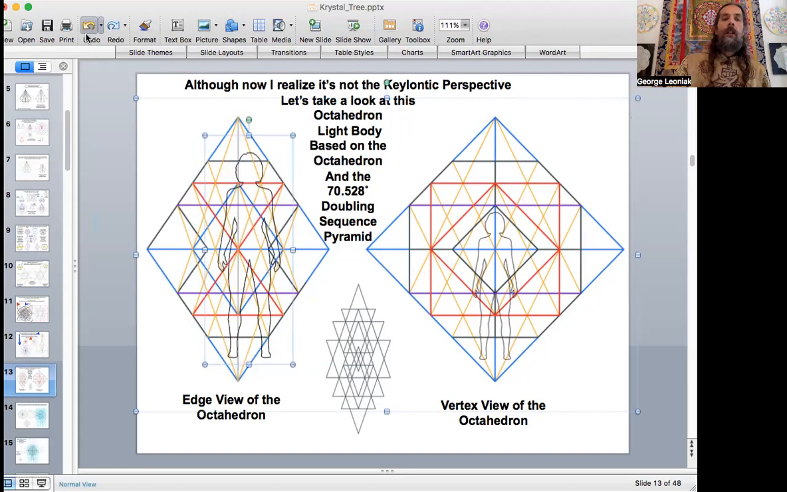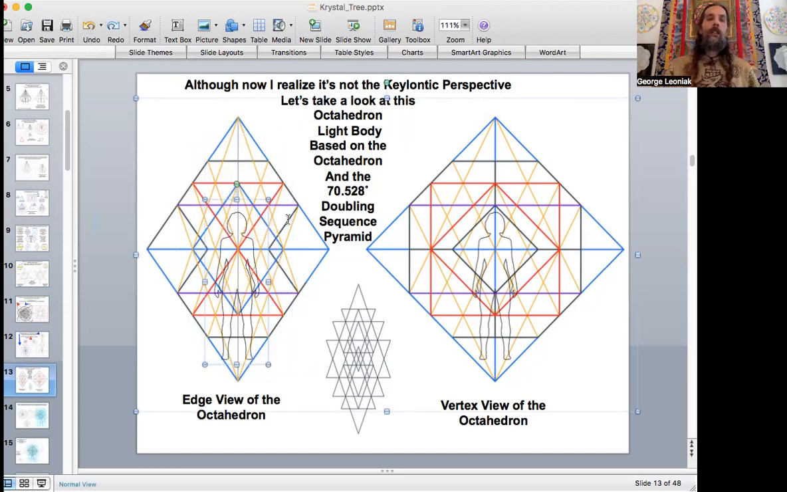Just so we know what we're looking at here, we've got the edge view of the octahedron and the vertex view of the octahedron. Now, we're going to discuss this a little bit further on, but we're going to talk about the symmetry associated with these different views towards the end. But of course, this line right here would be bilateral symmetry.